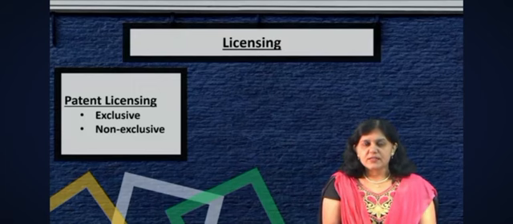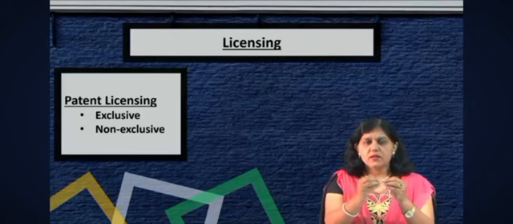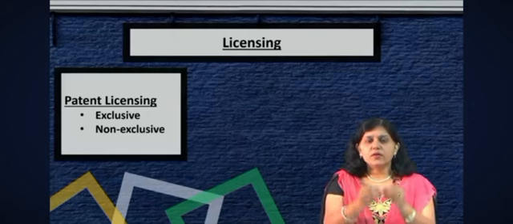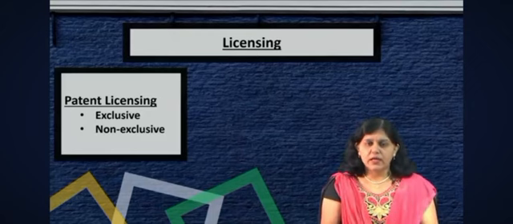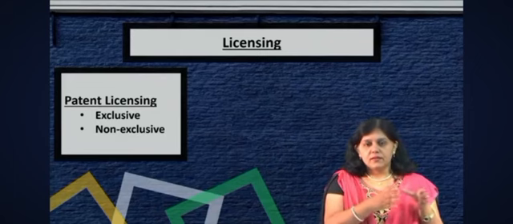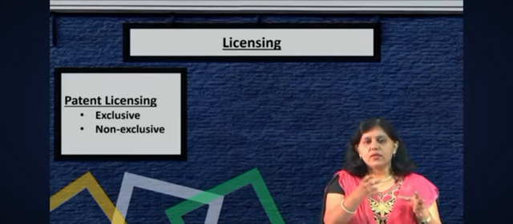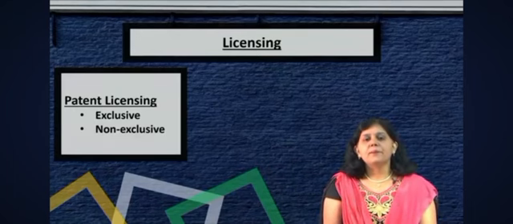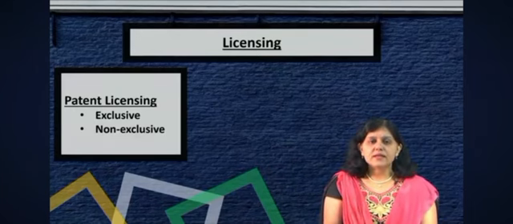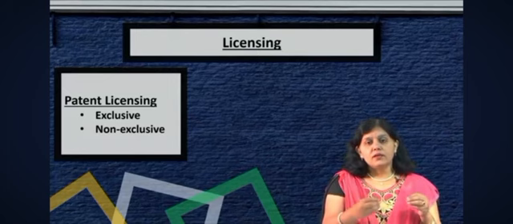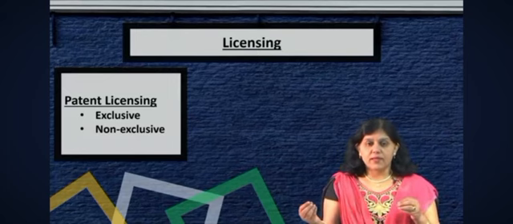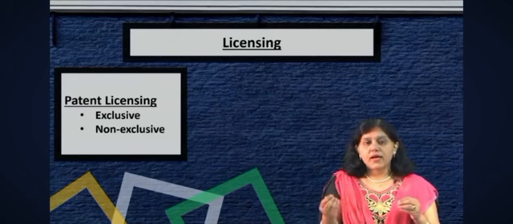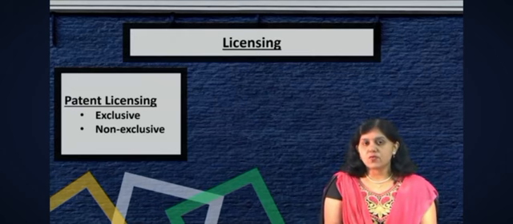As the name suggests, exclusive means that the right is given to only one party, only one entity. So, the owner is transferring the right to only one party, that is exclusive licensing. And non-exclusive licensing is that you are giving the rights to more than one party. If you are giving the rights to more than one party, it is called a non-exclusive license.